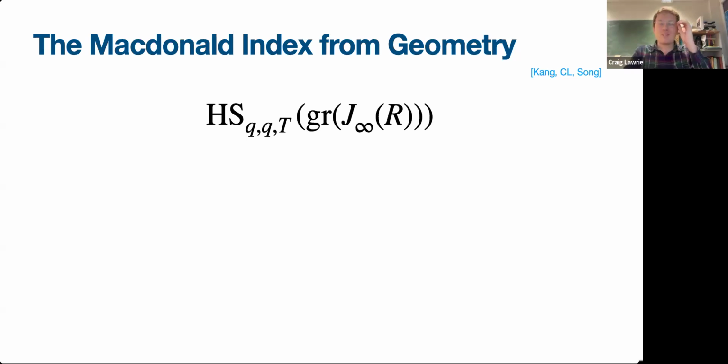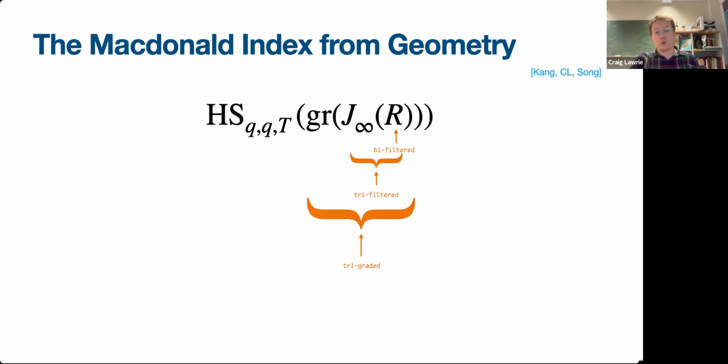Okay. So we have this up. So we started with a ring which was bifiltered. We took the arc ring construction that gives us a trifiltered ring. We took the associated graded, which gives us a trigraded ring. And now it makes sense to compute a Hilbert series, and we do.